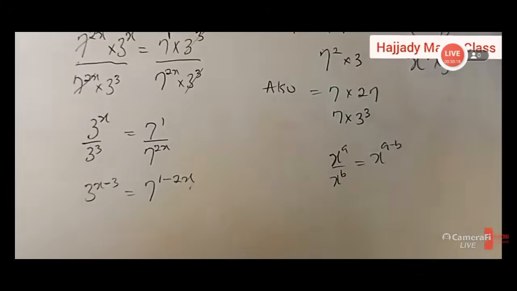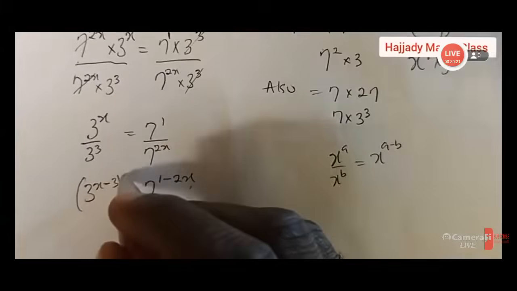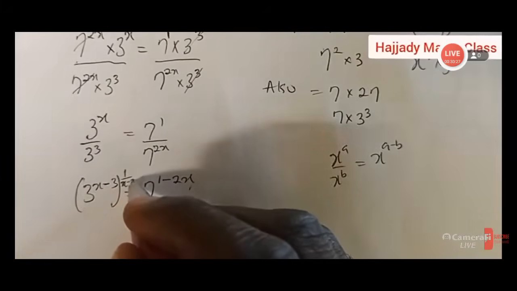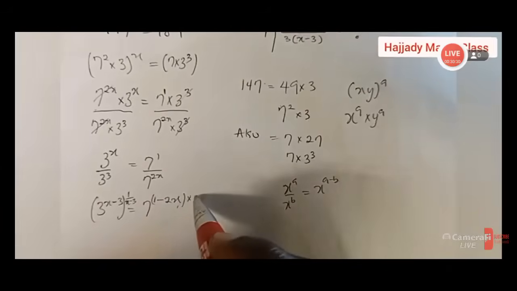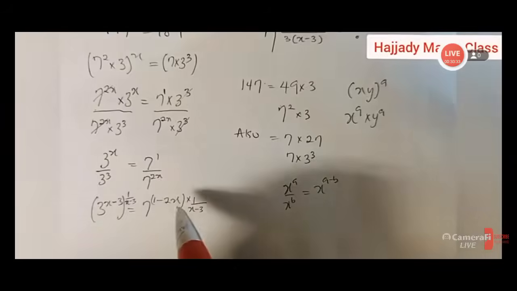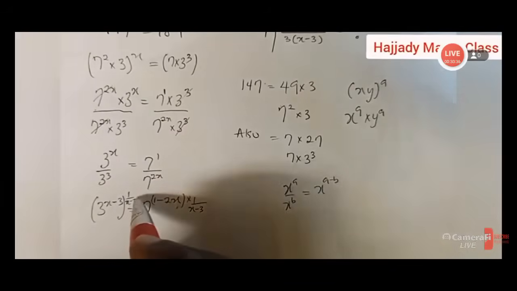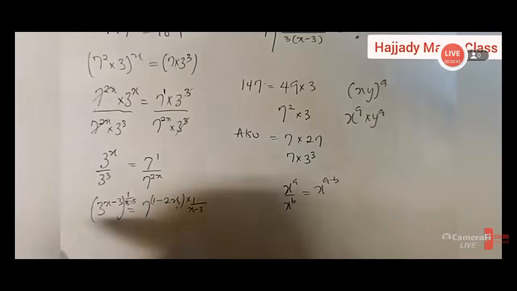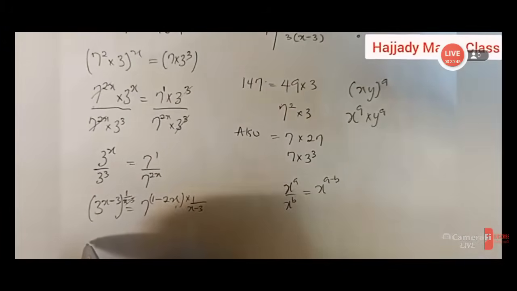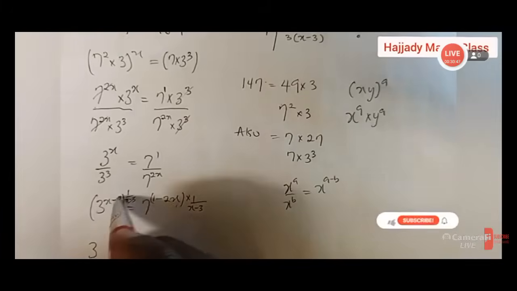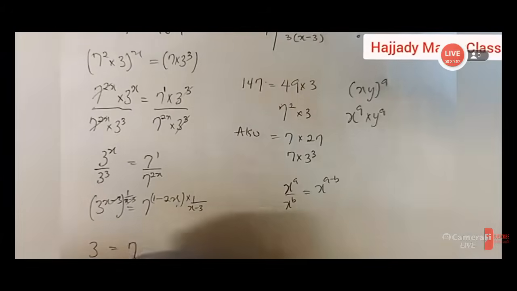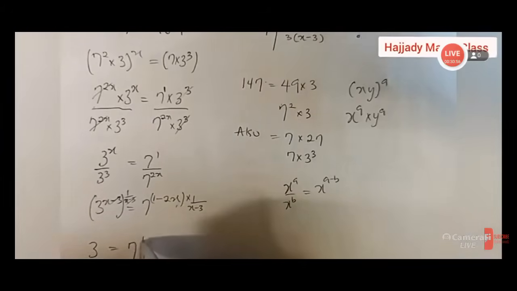Now, in order to simplify this further, multiply the root of both sides by 1 over x minus 3. So here x minus 3 can cancel out. Let's proceed with this. We are having 3 on this side equal 7 raised to power 1 minus 2x over x minus 3.